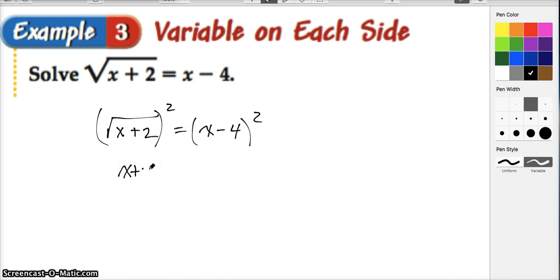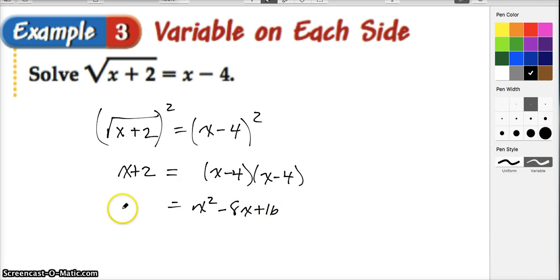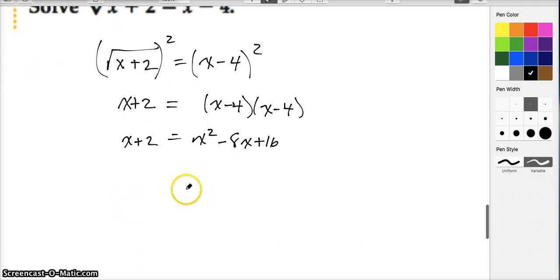x plus 2 is equal to, now before you write x squared minus 16, remember x minus 4 times x minus 4 is what x minus 4 squared means. And so I have to FOIL it. x squared, I'm going to get a minus 8x, and then I'm going to get a plus 16 if I were to go ahead and do all of the things we know to do. How do we solve something like this is the question.